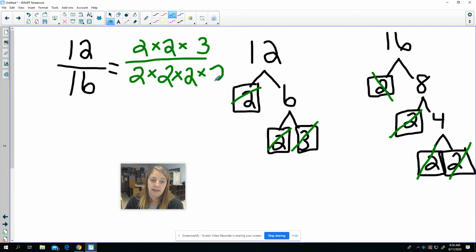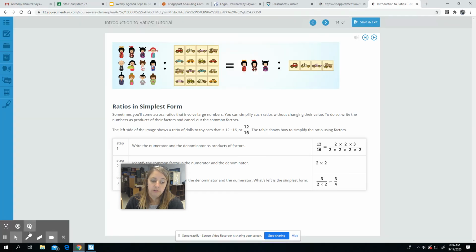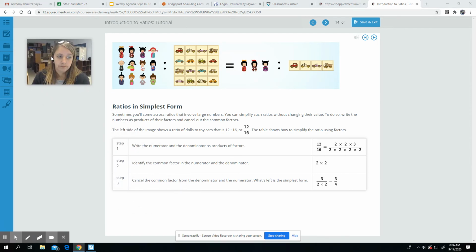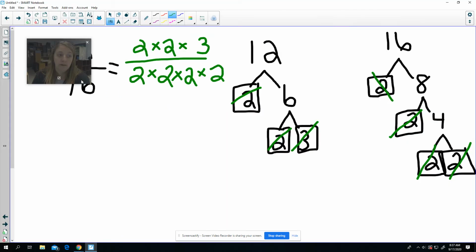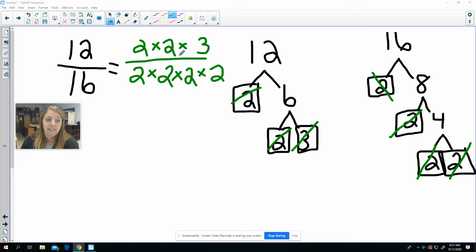And that is how, in your tutorial, they changed 12 to 2 times 2 times 3, and they changed 16 to 2 times 2 times 2 times 2. Now, when we go back to our tutorial, it said step 2, we need to identify the common factors in the numerator and the denominator. So when I go back over here, I need to see what they have in common. Anything they share in common, I want to cancel out.